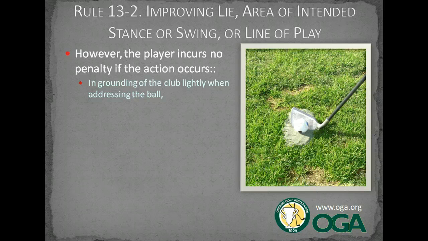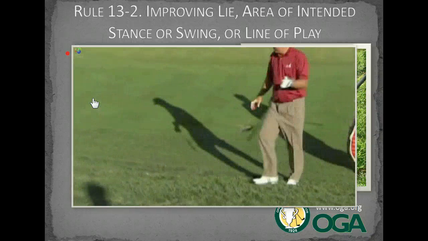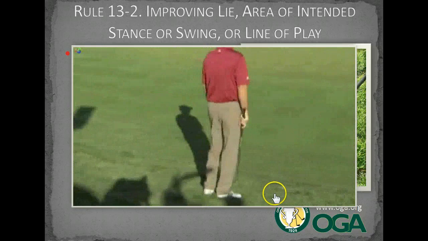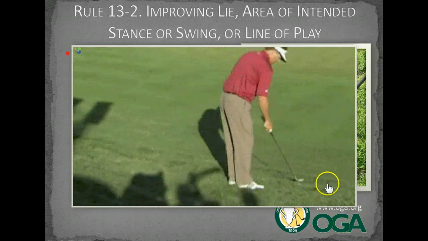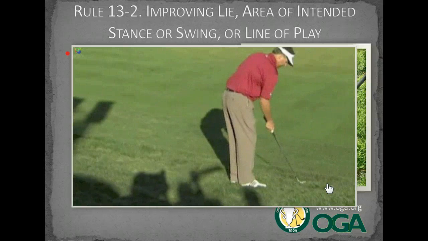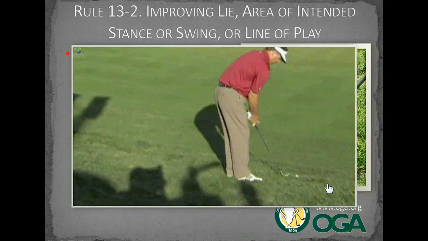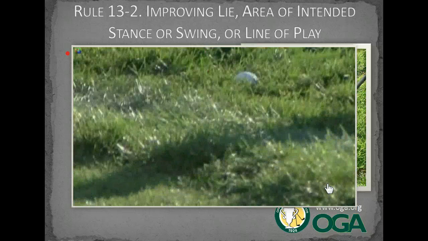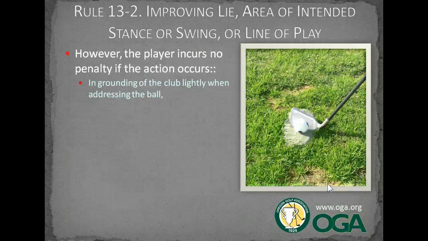Here's a quick video that we'll look at that will have a demonstration of exactly what we're talking about. Now notice there's a ball right here. See how much you can see of it? Watch what's about to happen here. Okay, so that's not grounding the club lightly. That's pressing a club down. It improved the lie. That would be a penalty under this rule, specifically a two-stroke penalty in stroke play or loss of hole in match play.